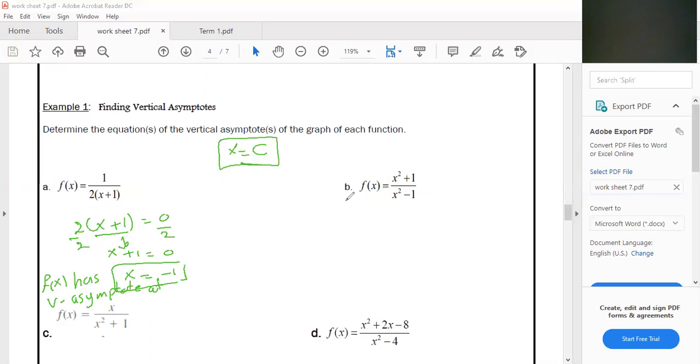I have to make sure the function is in the simplest form by factorizing the numerator and denominator, and simplify the function. After we simplify, we equate the denominator to 0. Let's solve the next question.